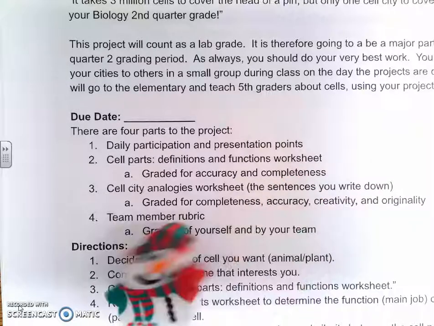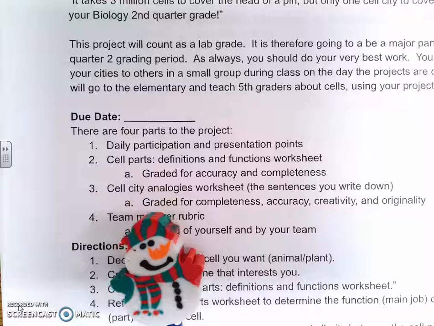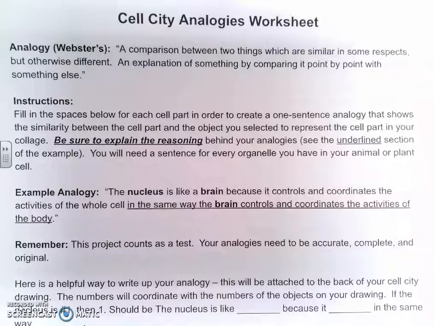The third thing that you're going to be graded on is your Cell City Analogy worksheet. It's the sentences you write down. You're going to be graded for completeness, accuracy, creativity, and originality. And this is where your personality can really come through. Inside your packet, you will find the Cell City Analogy worksheet. According to Webster's Dictionary, an analogy is a comparison between 2 things which are similar in some respects, but otherwise different. An explanation of something by comparing it point by point with something else.